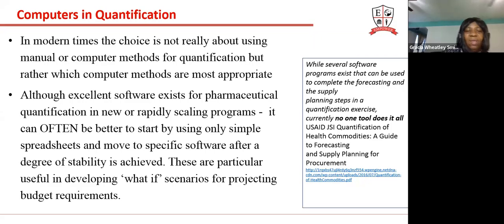Computers in quantification. In modern times, the choice is not really about using manual programs or computer methods for quantification, but rather which computer methods are most appropriate. Although excellent software exists for pharmaceutical quantification, in new or rapidly scaling up programs it can often be better to start by using one simple spreadsheet and then move to specific software after a degree of stability is achieved. These are particularly useful in developing the what-if scenarios for projecting budgetary requirements.